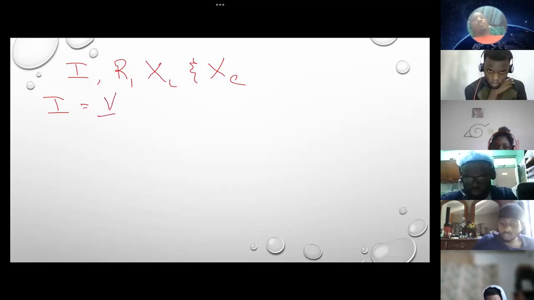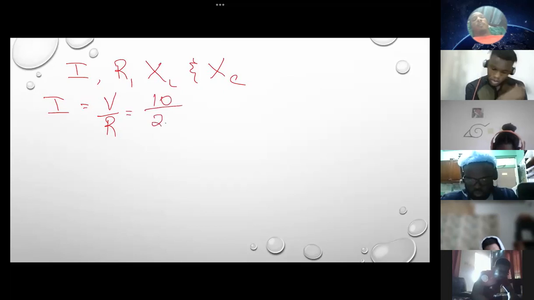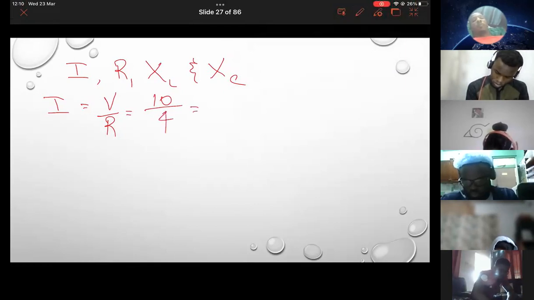Why is it V over R, Mr. Denham? The voltages across the inductor and capacitance will cancel each other out. Thank you. So it's resonating, so all the voltage is seen across the resistor. So that would be 10 over 4. Sorry, I'm so excited at getting a correct answer, I'm talking rubbish. So that's 10 over 4. It was 2.5 amperes.